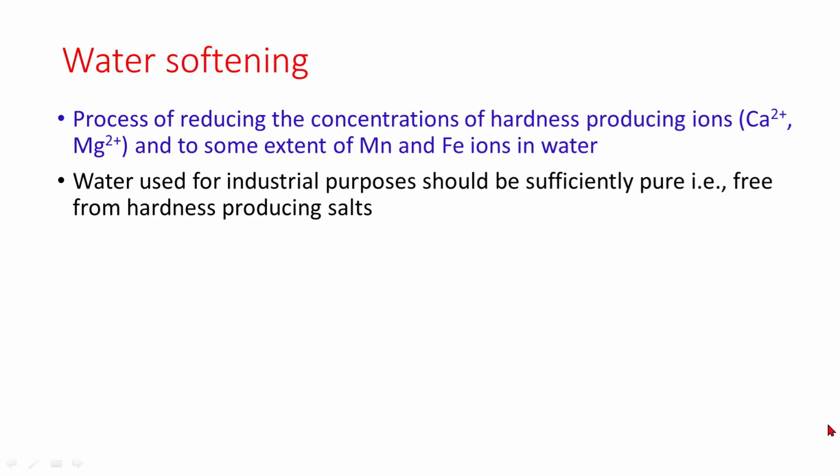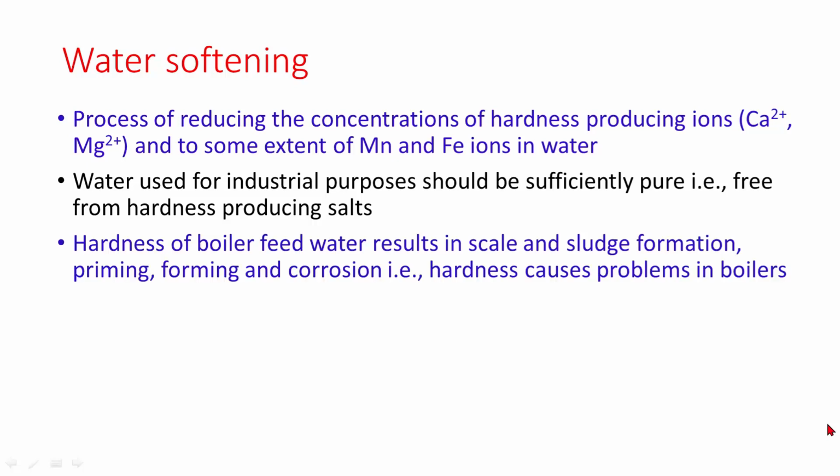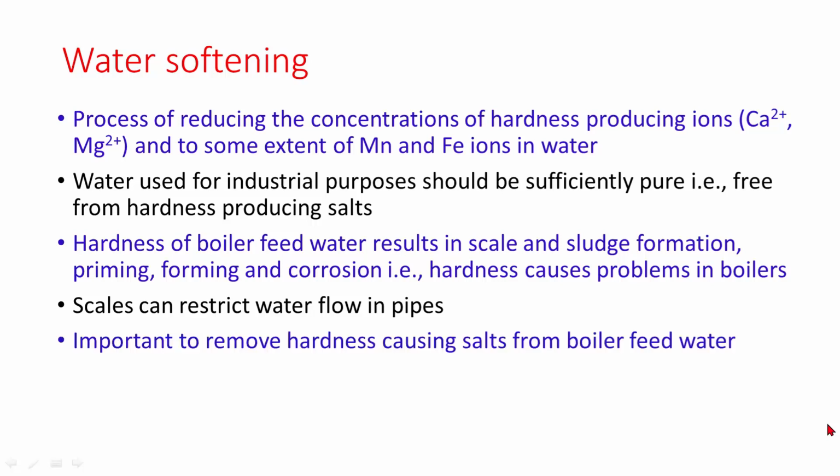Water used for industrial purposes should be sufficiently pure, that is, free from hardness producing salts. Hardness of boiler feed water results in scale and sludge formation, priming, foaming, and corrosion. That is, hardness causes problems in boilers. Scales can restrict water flow in pipes. It is important to remove hardness causing salts from boiler feed water.